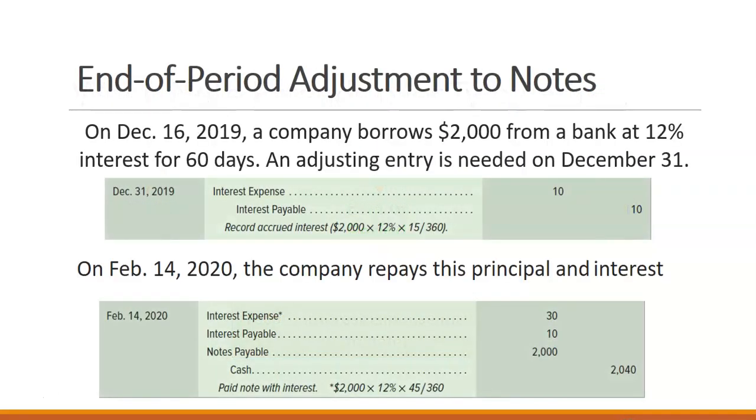So in this example, we borrowed money on December 16th for a 60-day note. On December 31st, we have to record an adjusting entry to acknowledge that interest expense. And then when we pay the note on the date of maturity, we would repay the principal and interest. We would have the interest payable, the interest expense that has accrued since our adjusting entry, the amount of the note, and then the cash payment.